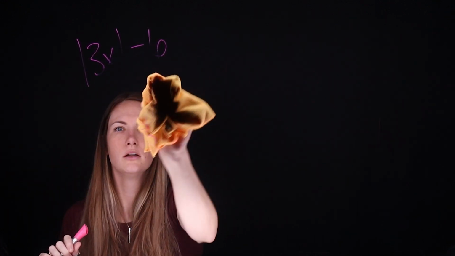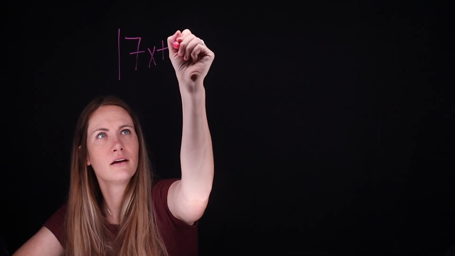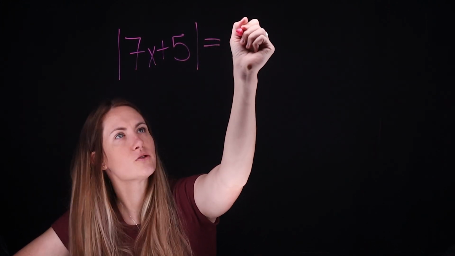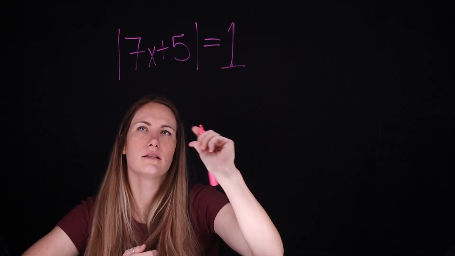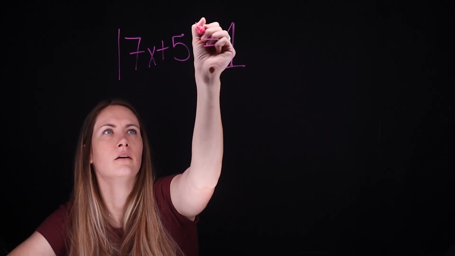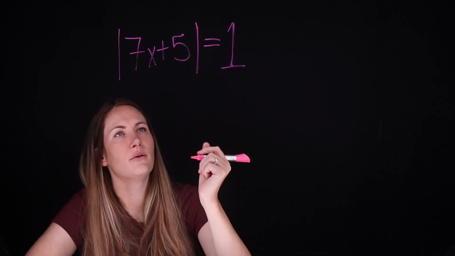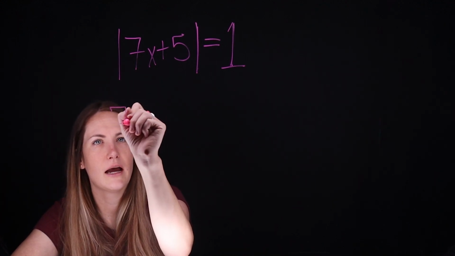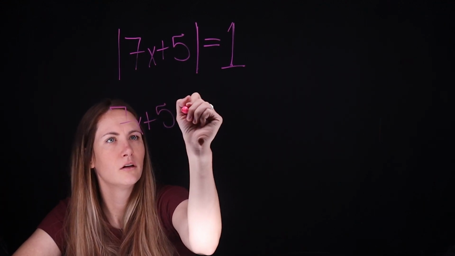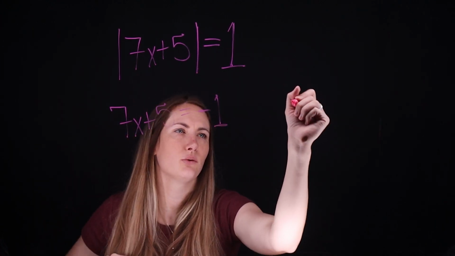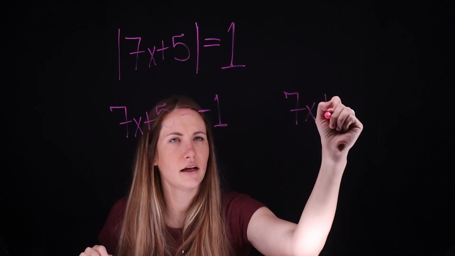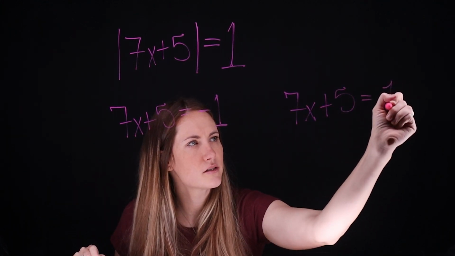Erase. Here we have the absolute value of 7x plus 5 equals 1. I'll make it like this since it looks like an absolute value. Okay, so the first thing we do is set our absolute value equation. We're going to take the absolute value bars off, set it equal to -1 because everybody forgets the negative, and a +1.